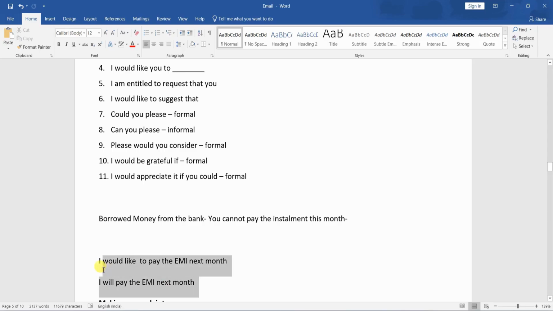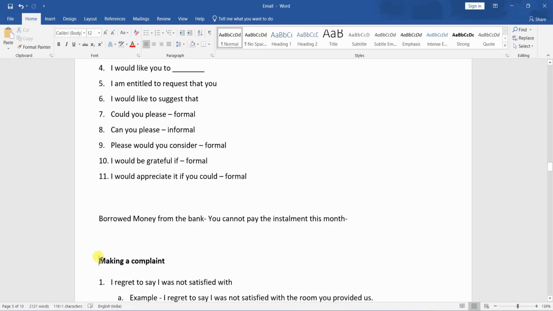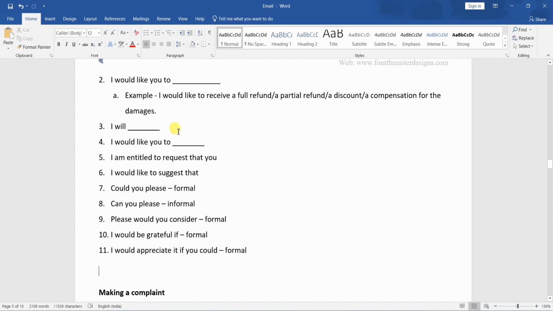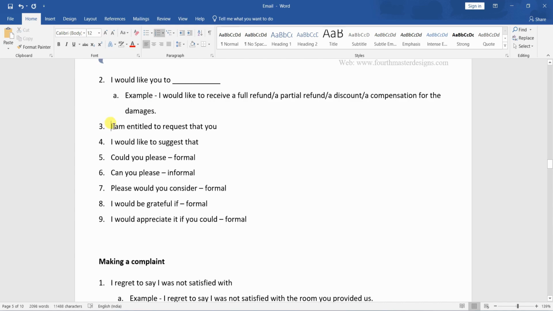So when you are requesting, that time you have to use "would," and when you are not, you have to use "will" only. The rest depends on your scenario, like which one is more appropriate.